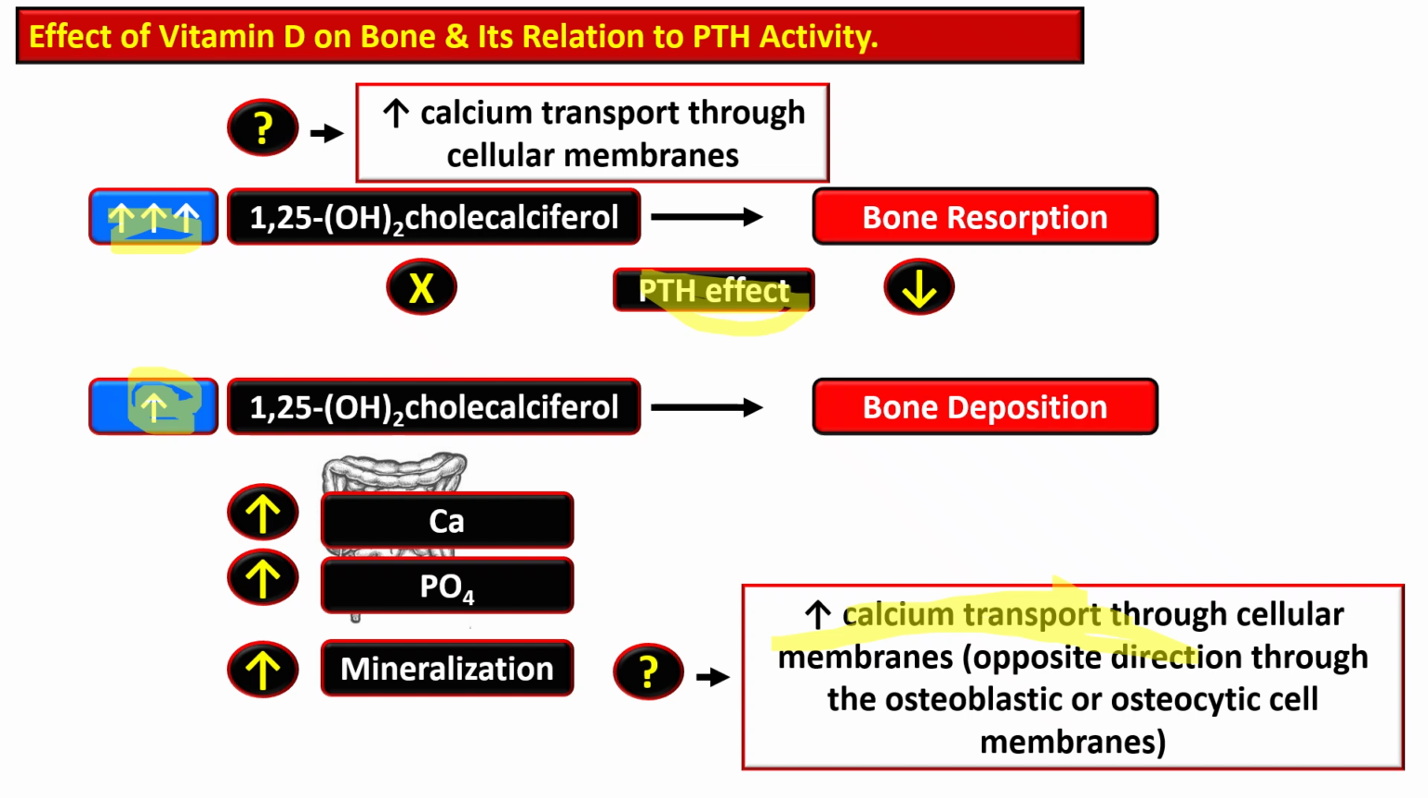What is the dependency of this process on parathyroid hormone? The parathyroid hormone requires vitamin D to effectively activate osteoclast indirectly via osteoblasts. So parathyroid hormone also promotes calcium release from the bone. Without sufficient active vitamin D, parathyroid hormone's catabolic effect on the bone is weakened.